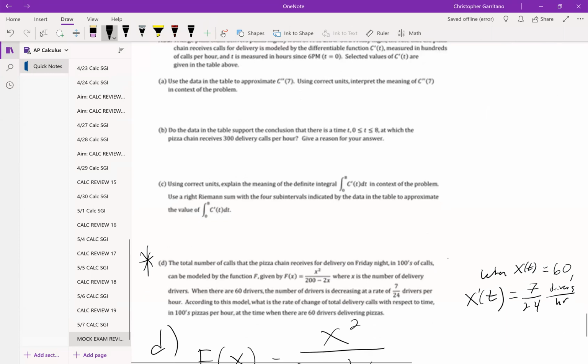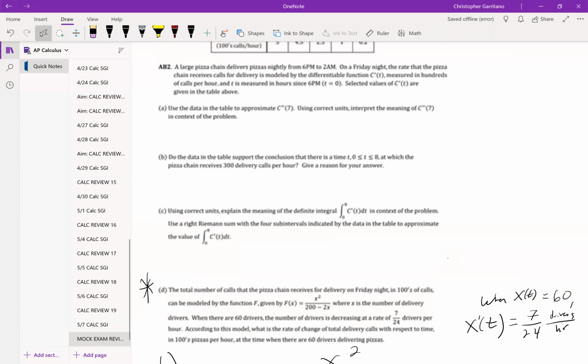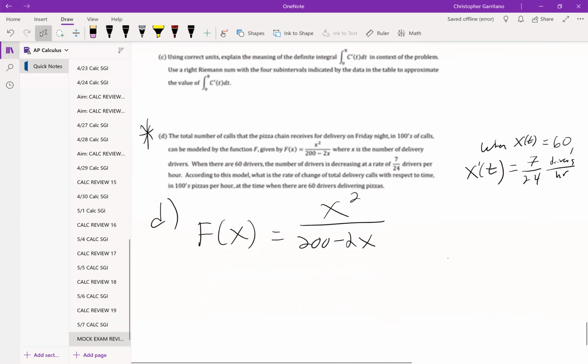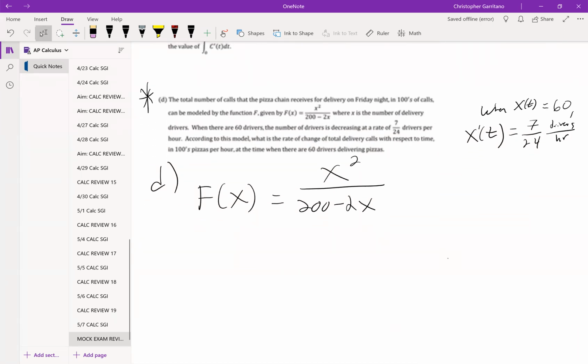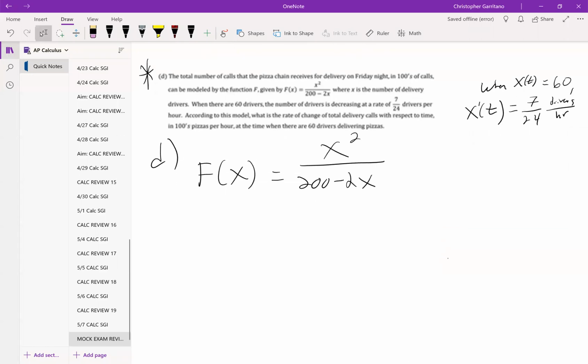Okay, part D. So with this problem, we're dealing with sort of a pizza delivery situation. Part D goes ahead and introduces this function which models the number of calls. At any given time, we can determine the number of calls based on this function, but we also see that this function can be expressed in terms of the number of drivers.